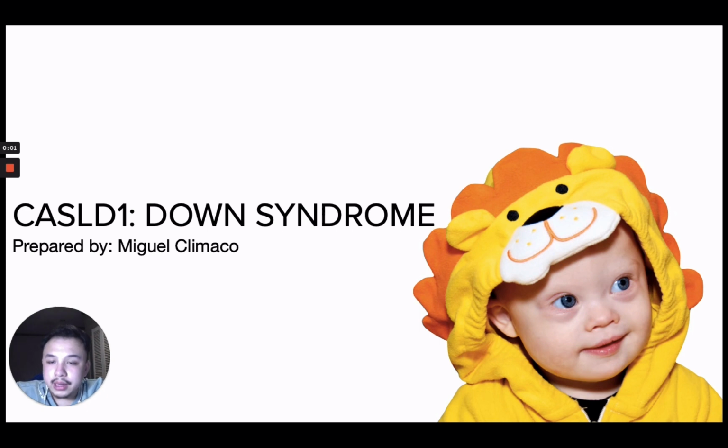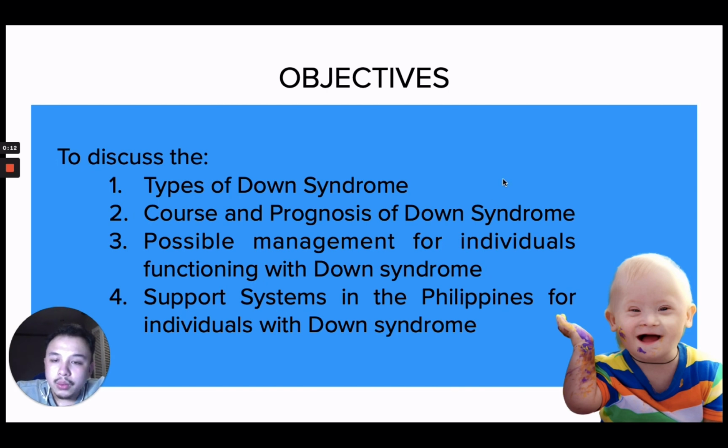Hello everyone, and welcome to the second discussion for the condition named Down syndrome. Now let's get into the objectives first before we begin. We are going to be discussing the types of Down syndrome, its course and prognosis, the possible management, and lastly the support systems here in the Philippines for individuals with Down syndrome. Without further ado, let's get into it because it's a really interesting set of topics.